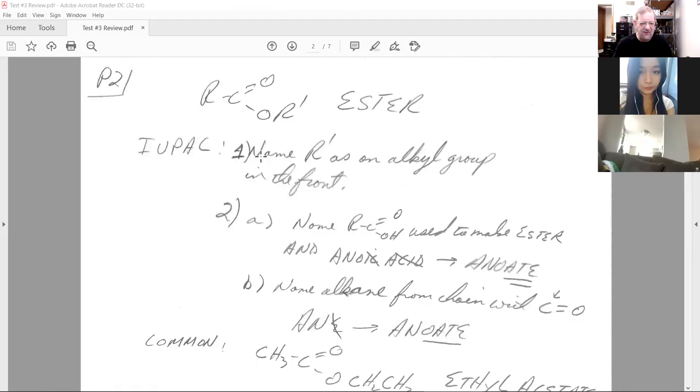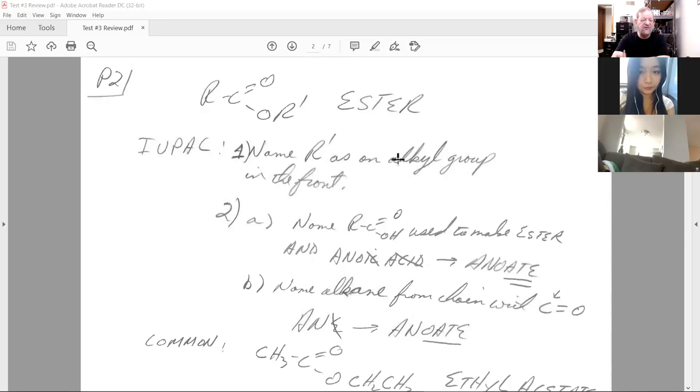Now, once you have a carboxylic acid, let's talk about an important derivative, something made from a carboxylic acid, and that's an ester. An ester has a carbonyl oxygen with R prime, and the carbonyl carbon has R. How do you name it? Name the R prime as an alkyl group, and you put that in front.